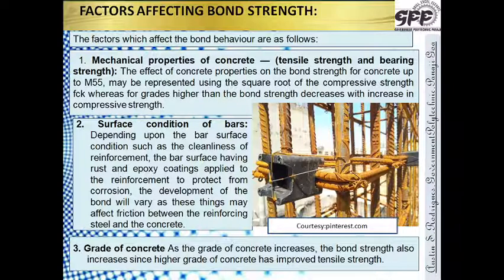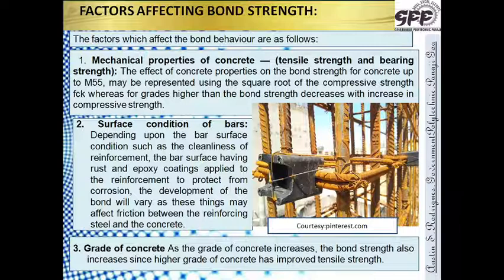So what we understand is that the effect of concrete properties on bond strength for concrete up to M55 is related to the square root of the compressive strength, whereas for grades higher than M55, the bond strength decreases with increase in compressive strength. Up to M55, it is related to the square root of the fck, but beyond M55, there is hardly any increase, and there is actually a decrease. These are all experimental findings which we have got.